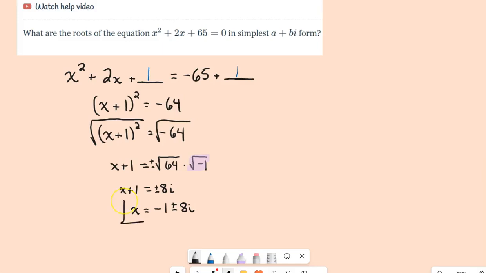Okay, for this, your two solutions should have been x equals negative 1 plus 8i and x equals negative 1 minus 8i.